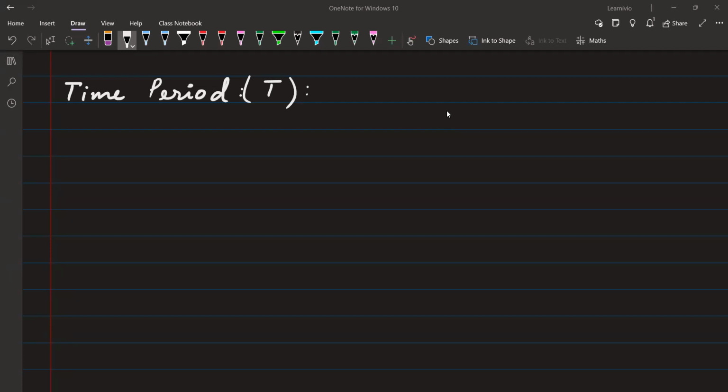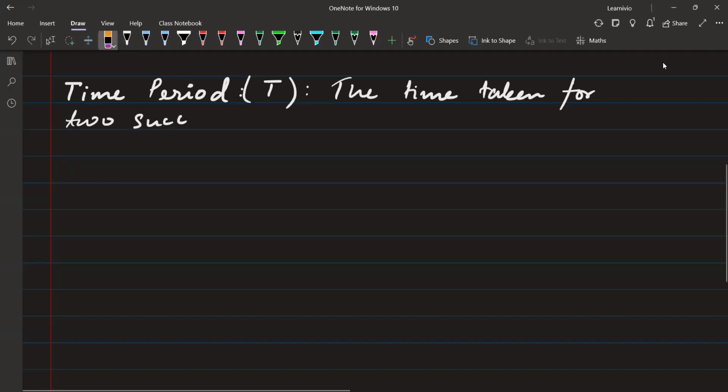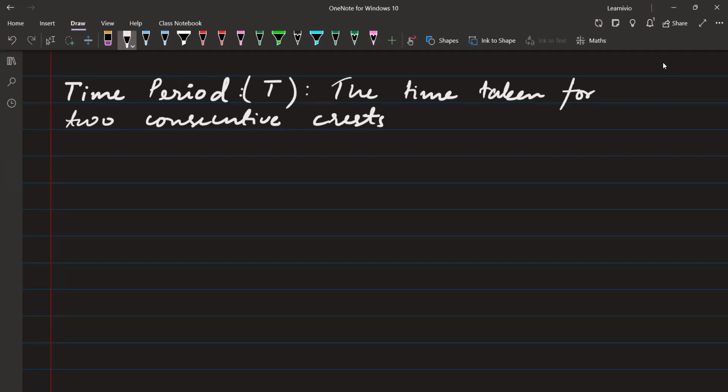The time period, please write: the time taken for two successive, consecutive, one after another, crests to pass a specified point.